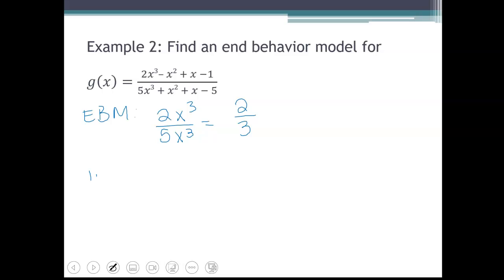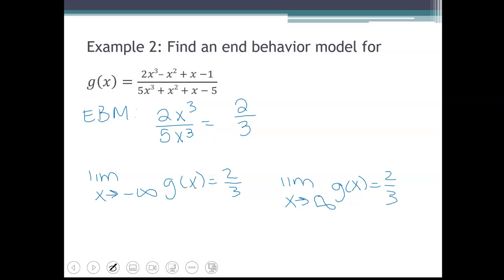So what that means is that the limit as x goes to negative infinity of g of x is 2/3, and the limit as x goes to infinity of g of x is 2/3, because this graph is going to have a horizontal asymptote at 2/3. So as it gets really, really big or really, really small, it's approaching 2/3.